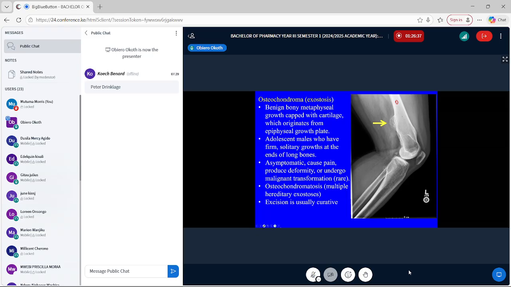This one is occurring around the epiphysis, not on the joint. You see the location? This is the location. This is the joint. This is the epiphyseal plate. This is occurring around the epiphysis, not near the joint. The joint is very far. So I'm not going to call it an osteophyte.